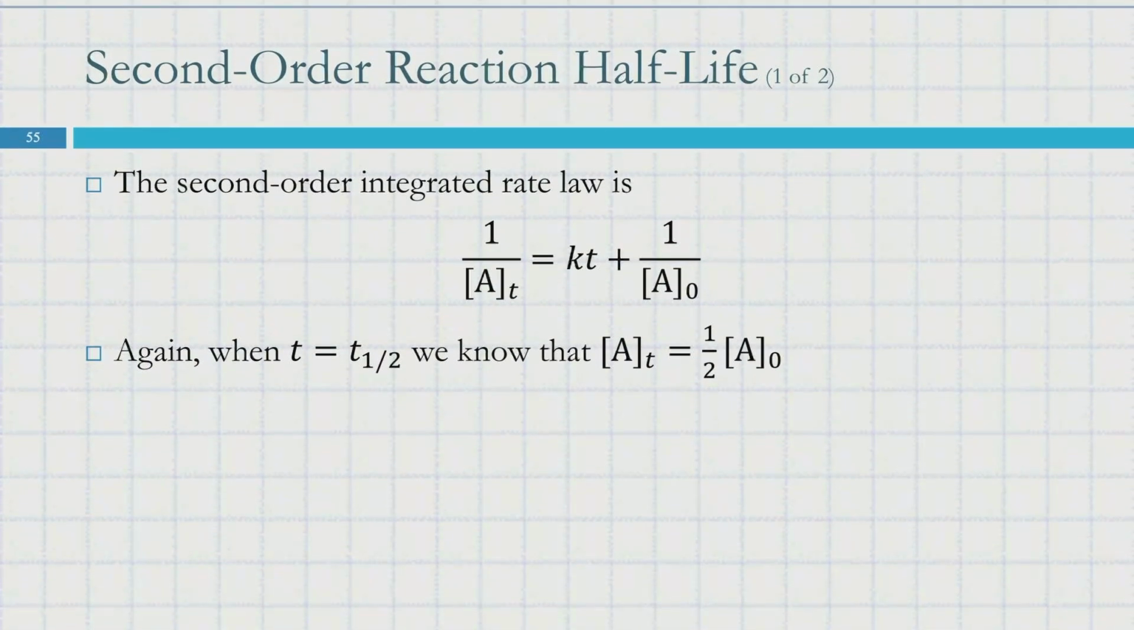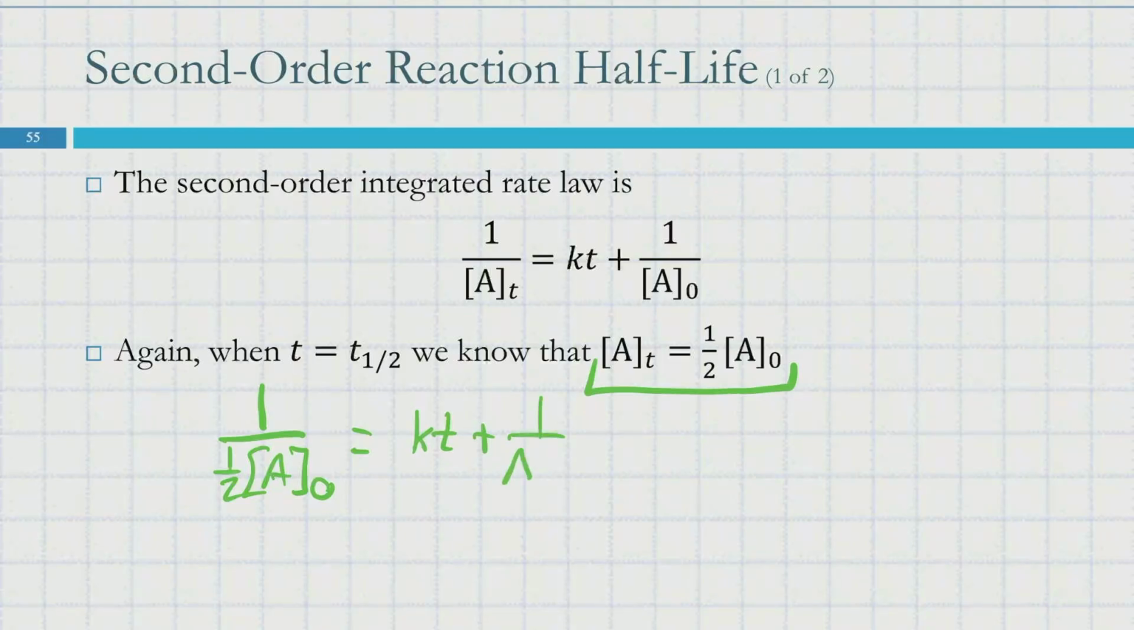For second order reaction half-life, we've got this. And again, we know this one simple truth. After a half-life, our initial amount has been cut in half. It's kind of definitional. And so we're going to plug that in. Again, you don't need to know how to do this. So 1 over 1/2 the initial concentration equals kT plus 1 over the initial concentration.